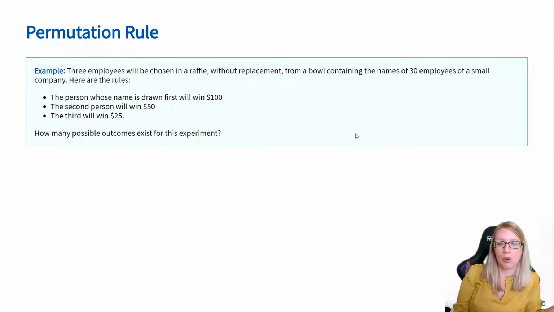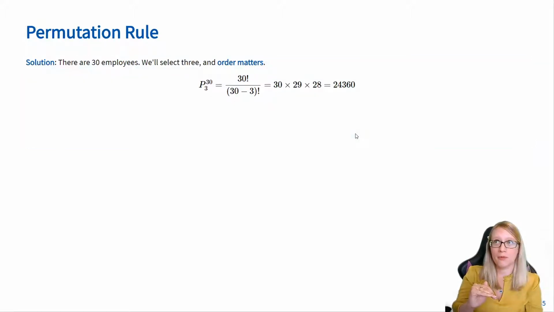So here's an example where we might use this rule. We've got 3 employees who will be chosen to win a prize in a raffle without replacement from a bowl containing the names of 30 employees at a small company. So here's the rules. The first person wins $100. Second person wins $50. Third person wins $25. The order in which you are drawn denotes the prize that you're going to receive. So how many possible outcomes are there?